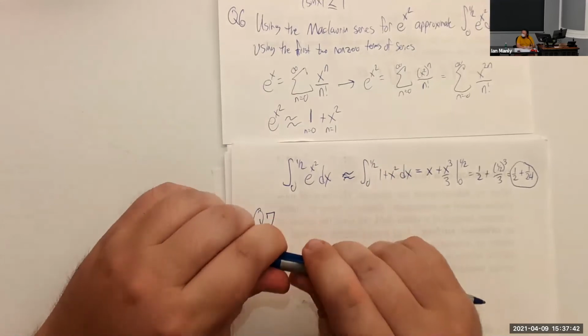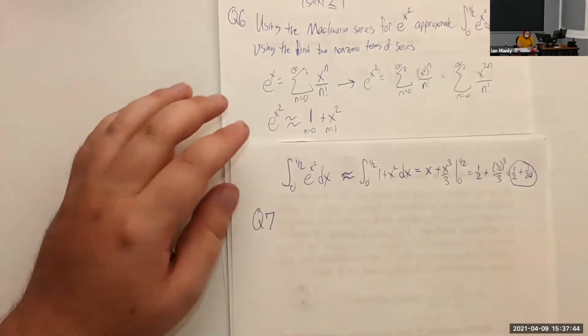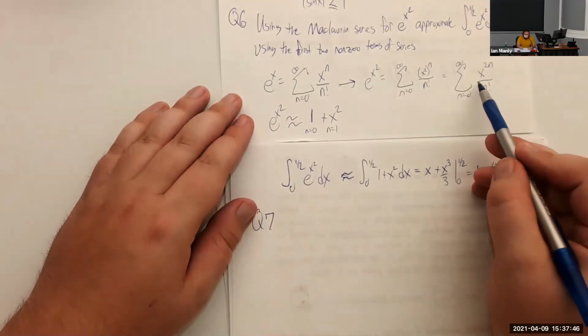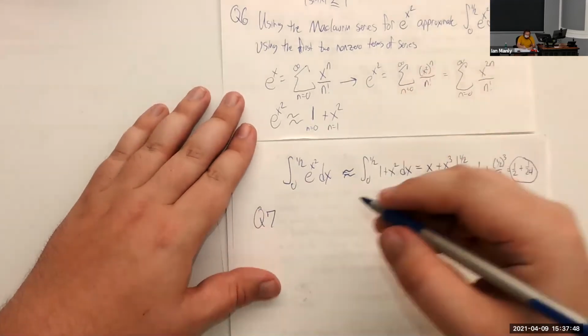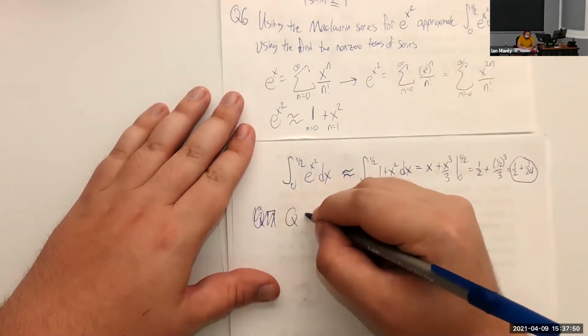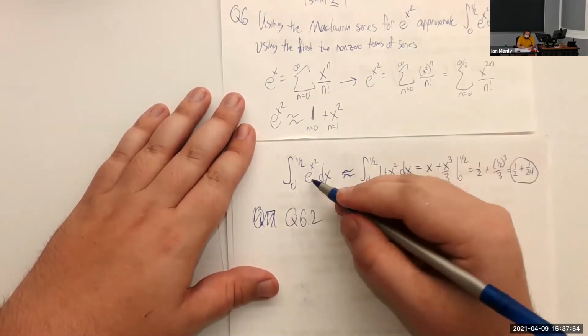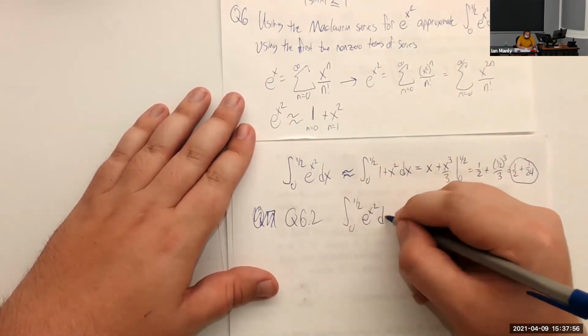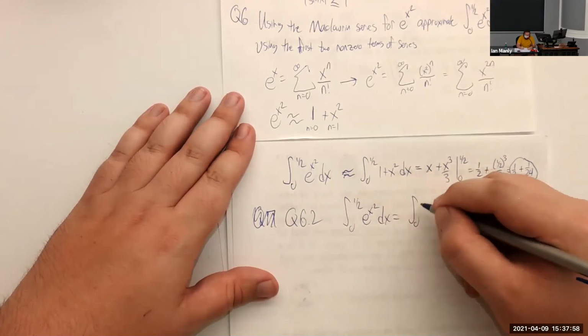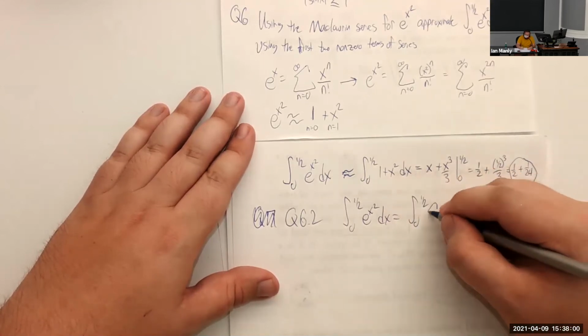Do you not integrate the power series but the approximation? You could have also done this by integrating the whole power series. So this is Q6.2. Another way we could have done this problem is by saying the integral of e to the x squared is exactly equal to the integral of the whole series.